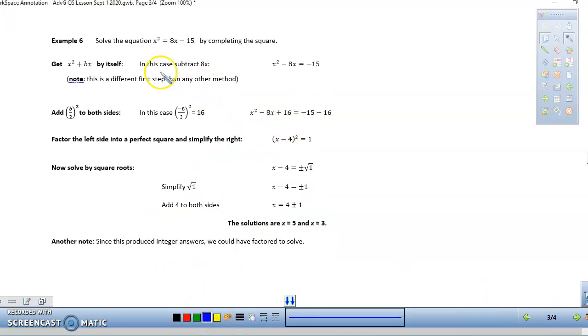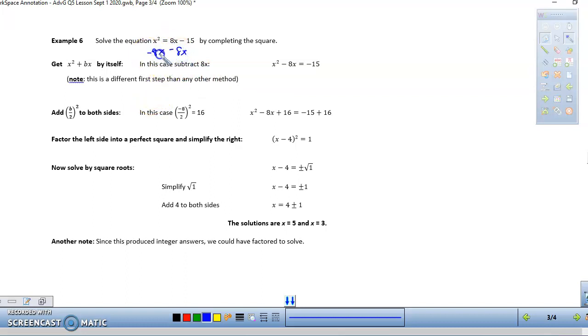All right, so what we're looking at here is we're going to solve the equation x squared equals 8x minus 15 by completing the square. So the first step in doing that is you want to get x squared plus bx by itself. Notice this is a different first step than any other method. Okay, so what we have to do is subtract 8x from both sides.